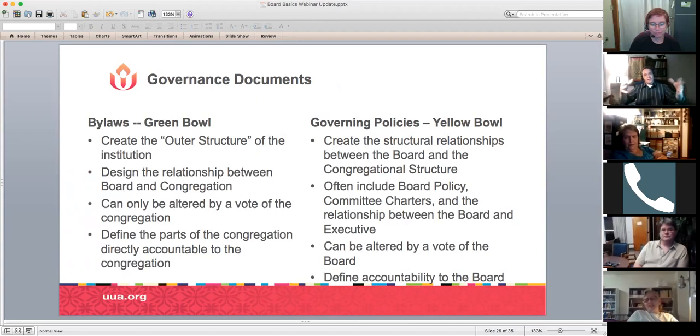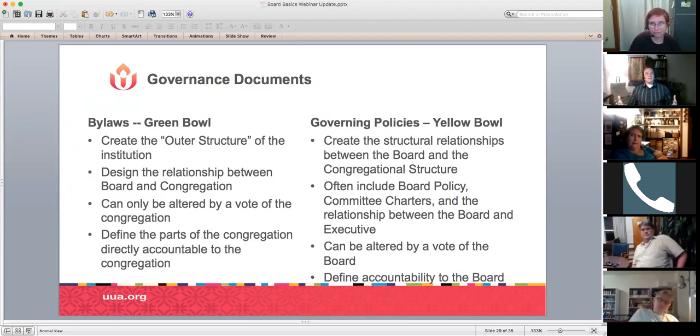The next bowl, the yellow bowl, is what I call governing policies. And governing policies, and Dan Hotchkiss talks about this, is where the congregation structure goes that is not in the bylaws.